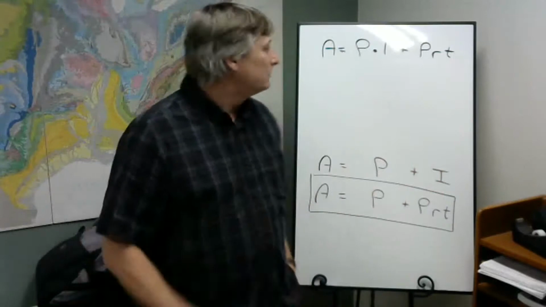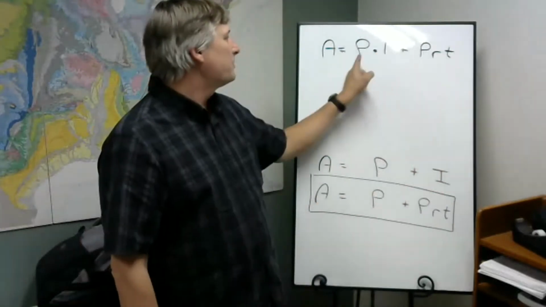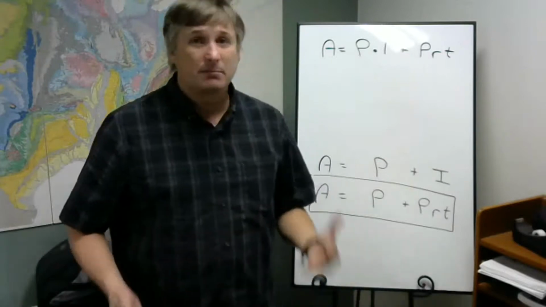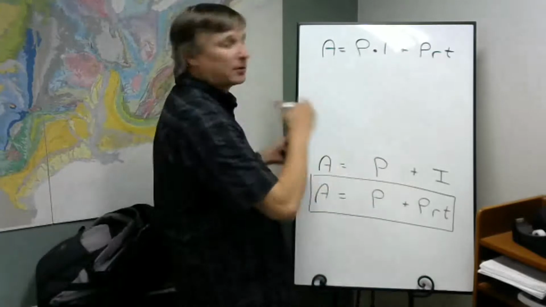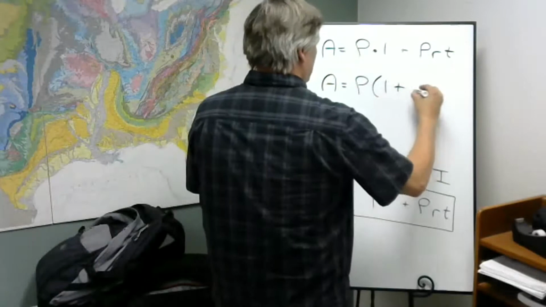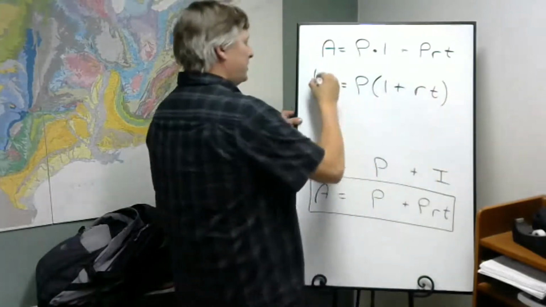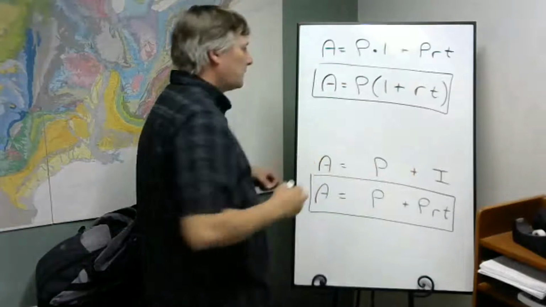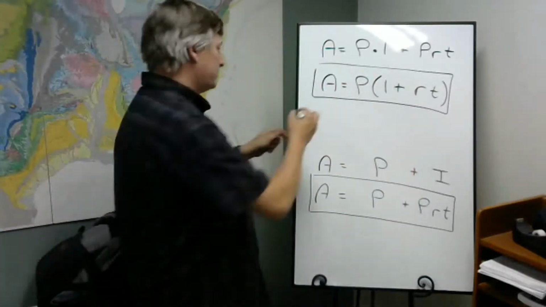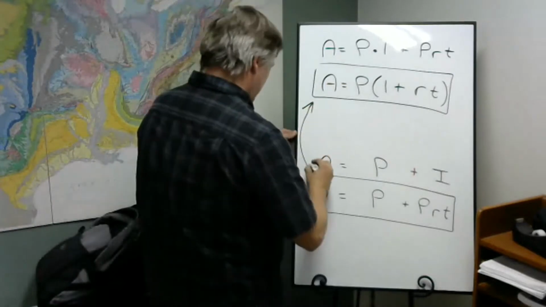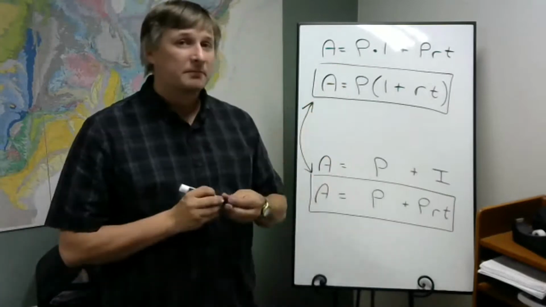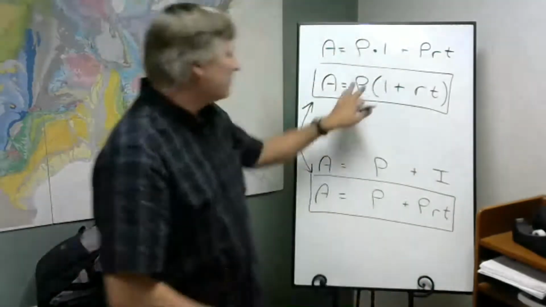But we can do this, though. Here we have two terms with something common to both of those terms. Well, this is when we can factor the P out. Because it's common to both these terms, we can also write our maturity formula like this. But either one, this one or this one, for simple interest, either one will work. So I'm going to work with this one here.